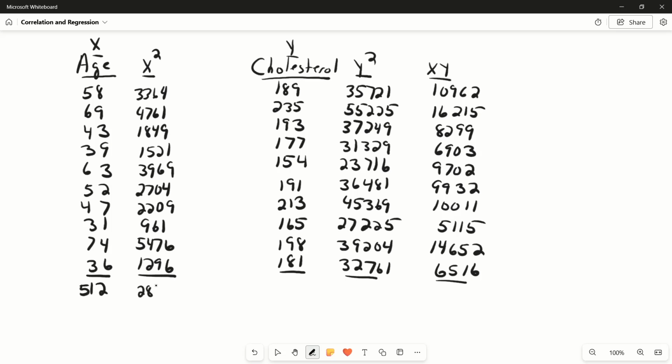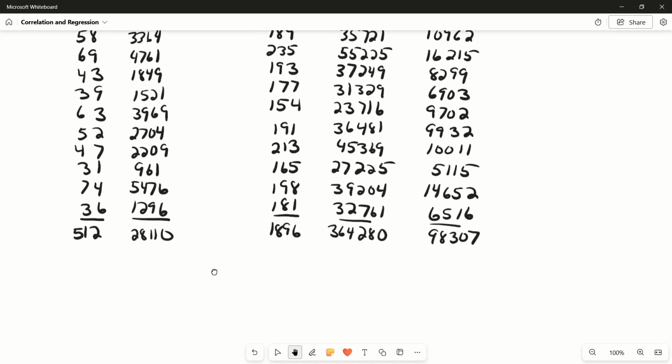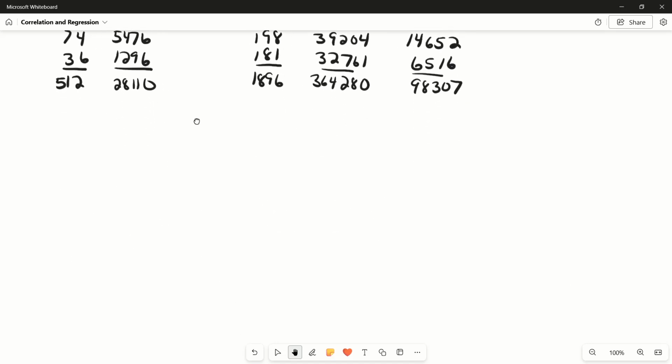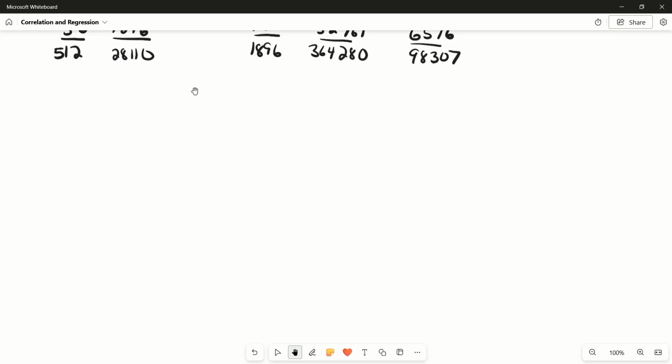Push through this because it's a bigger problem. This one is a pretty large number, 364,280. And this one's 98,307. So you set up the problem by making the 5 columns. Now we can calculate based on these sums here. So I only need to look at the sums for now.